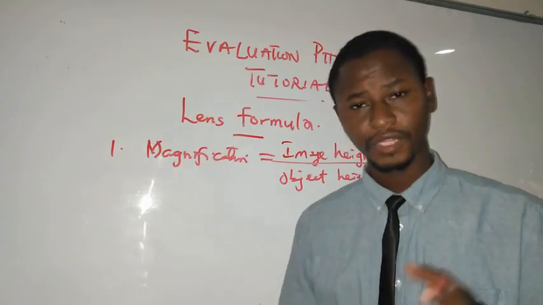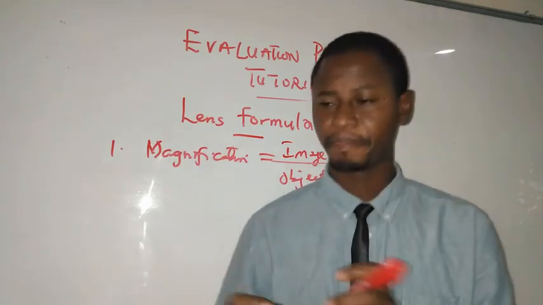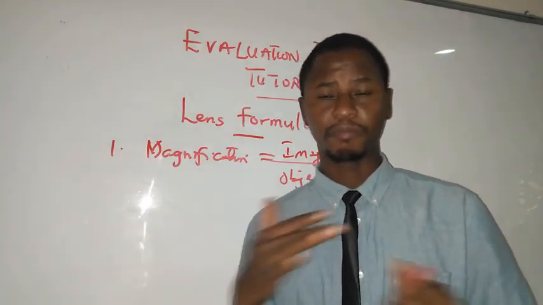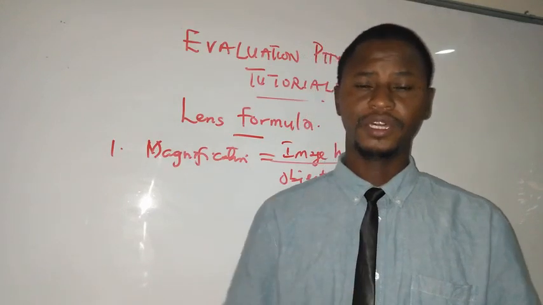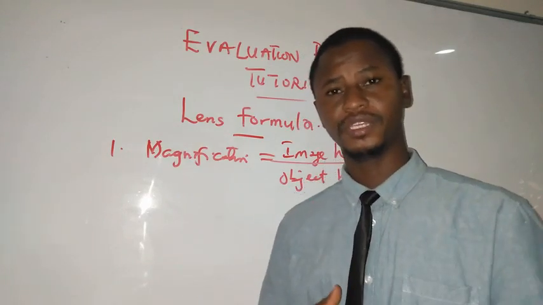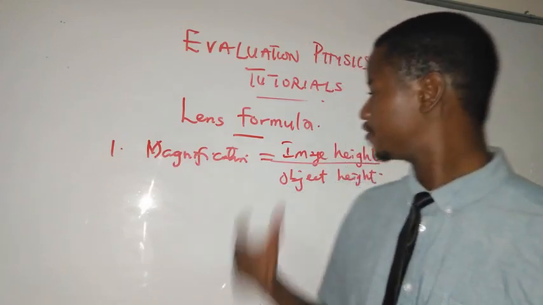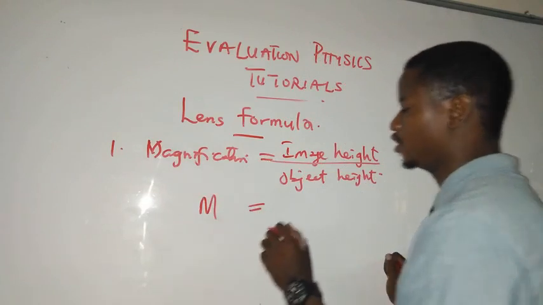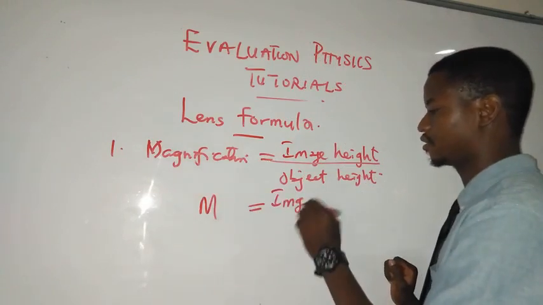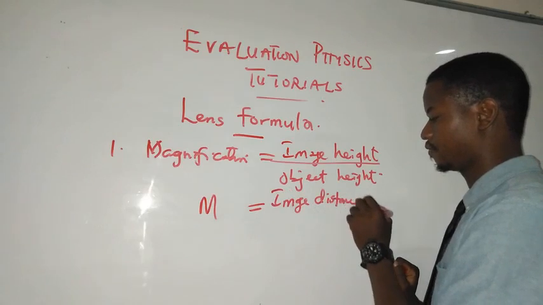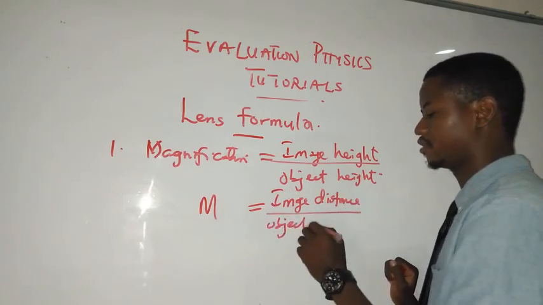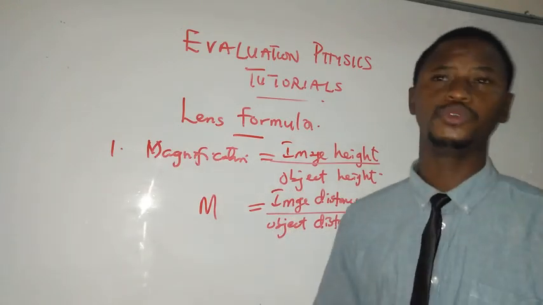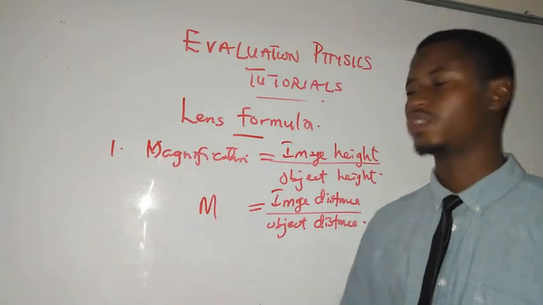Similarly, based on experiments, it was discovered that image height and image distance have a direct proportion. That is, image height and image distance vary in direct proportion to one another. So instead of quoting image height and object height, we can as well express the formula for magnification M to be equal to image distance divided by the object distance.